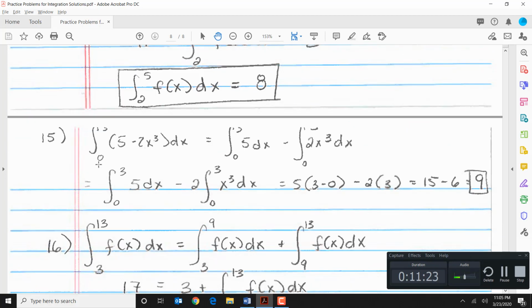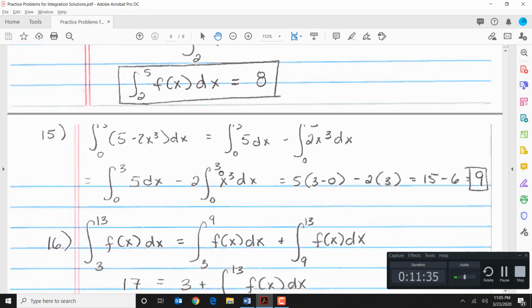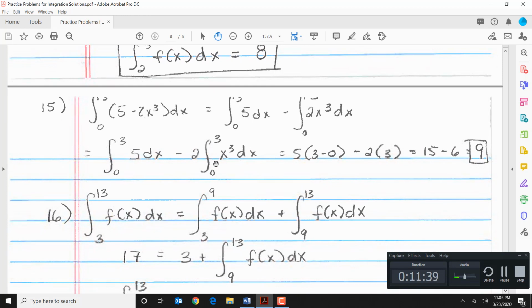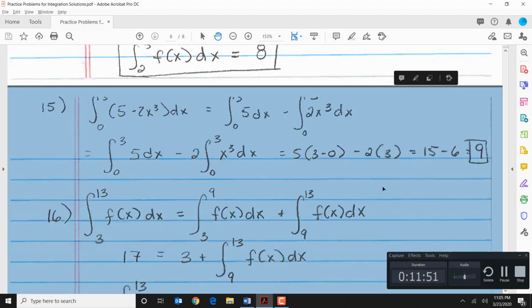So we can say the integral from 0 to 3 of 5 minus 2x cubed dx is, separate those, the integral of the first minus the integral of the second. We can pull the 2 out, and then here, this is information we know. We know that the integral of x cubed from 0 to 3 was 3. We know that this uses one of those properties. It's the rectangle property, 5 times b minus a, and we end up getting 9.